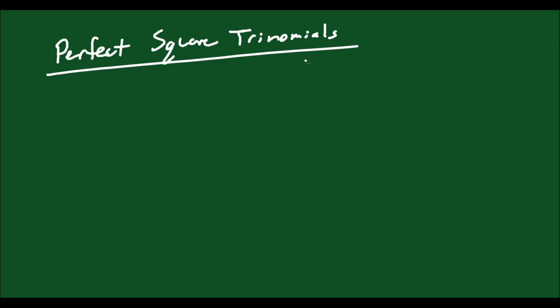Now let's talk about perfect square trinomials. A perfect square trinomial is a special type of trinomial that fits into this pattern here. It looks something like a squared plus 2ab plus b squared. If you can write a trinomial in this pattern, it qualifies as a perfect square trinomial.